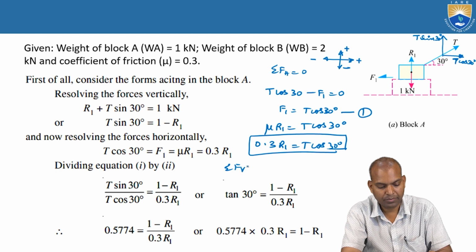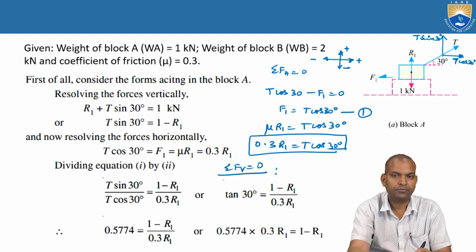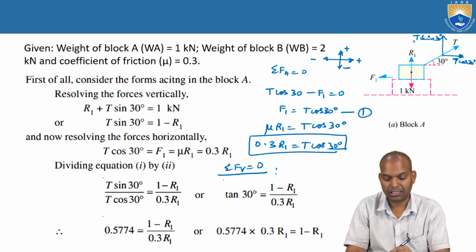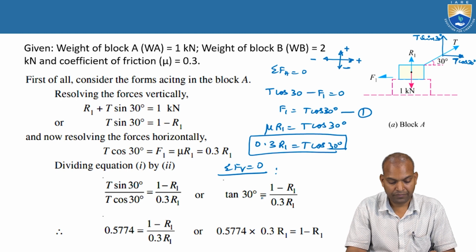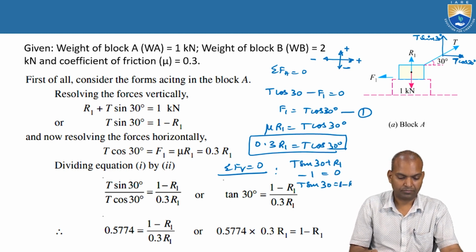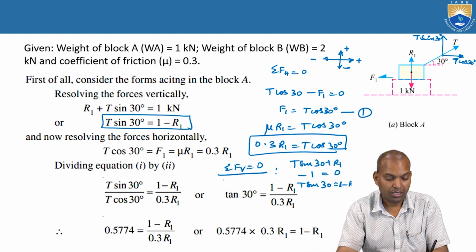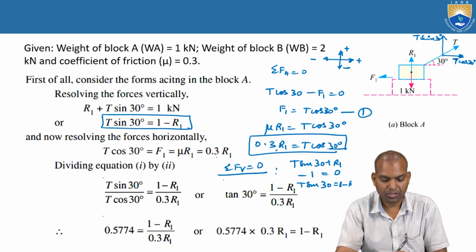Now I apply another equilibrium equation: sigma FV, the algebraic sum of all vertical forces equal to 0. What are the vertical forces here? R1, T sin 30, and the weight of 1 kilonewton. So T sin 30 plus R1 minus 1 kilonewton equals 0. That means T sin 30 equals 1 minus R1. And T cos 30 equals 0.3 times R1.